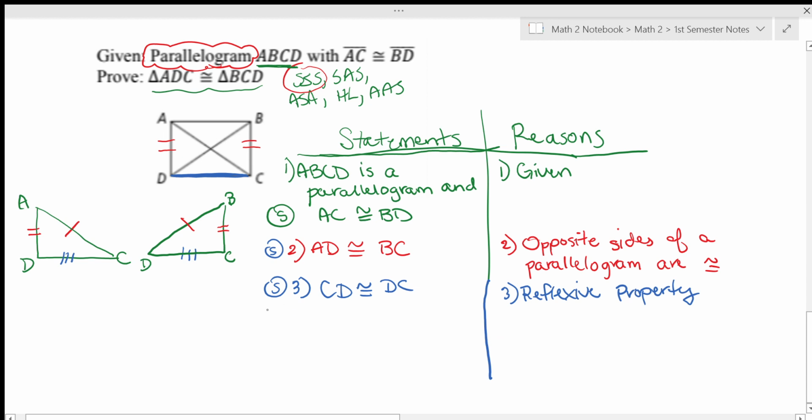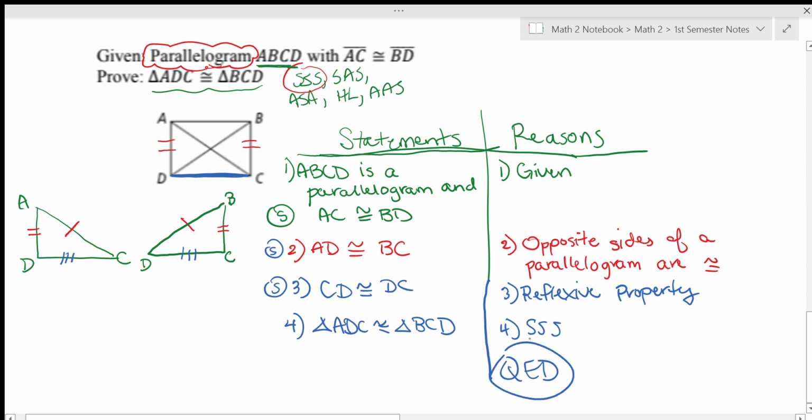Okay, so now I have my three sides marked congruent. I have enough information to state that triangle ADC is congruent to triangle BCD by side, side, side. And we are done with our proof. We did what we were supposed to do, so QED.